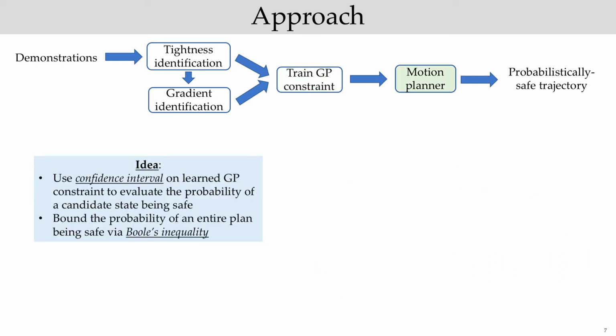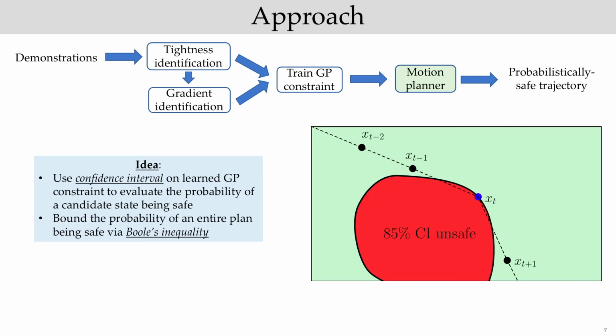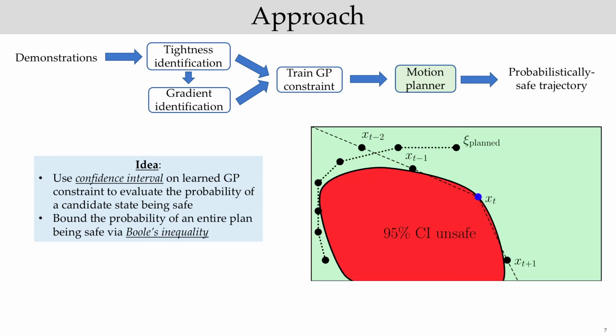Finally, given the trained GP, we can evaluate the probability of a candidate state being safe with respect to some confidence interval, and use this to compute probabilistically safe plans by using Boole's inequality to bound the overall probability that the entire plan trajectory is safe.